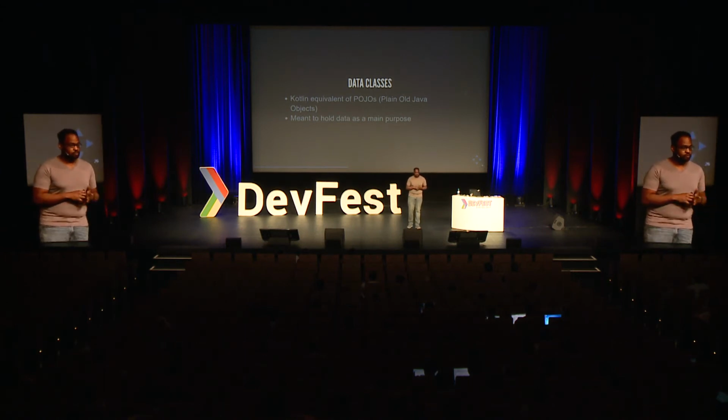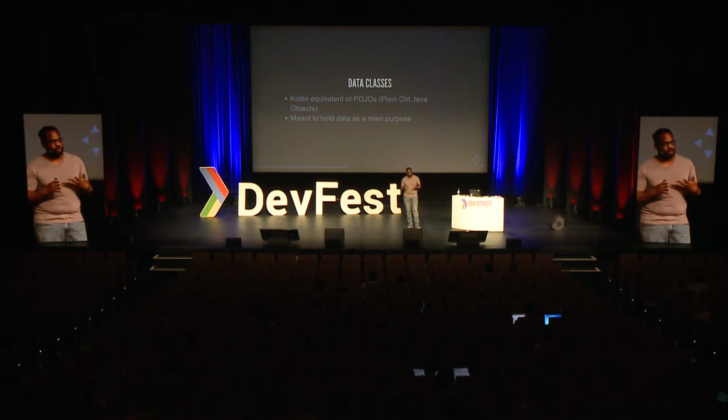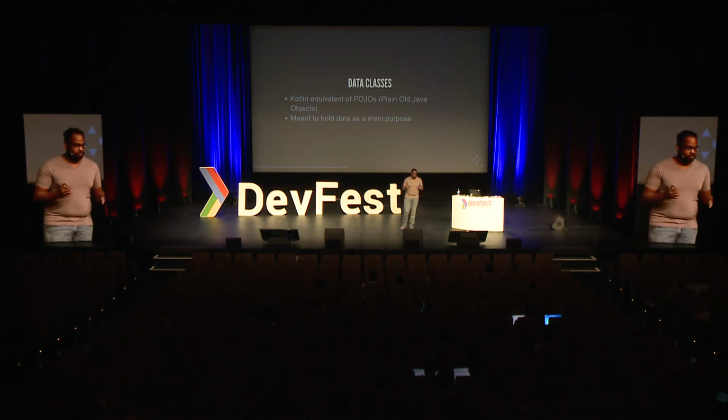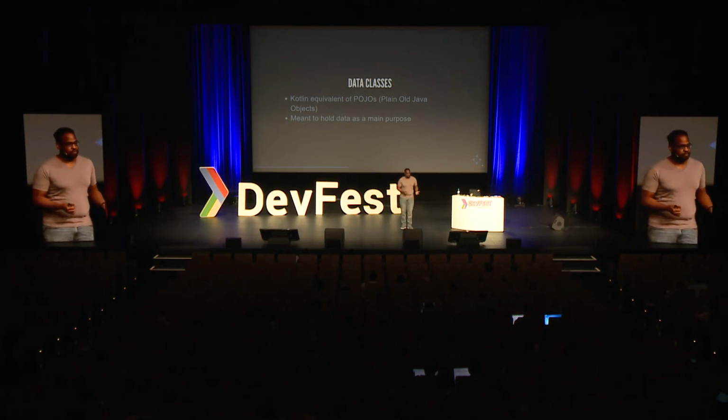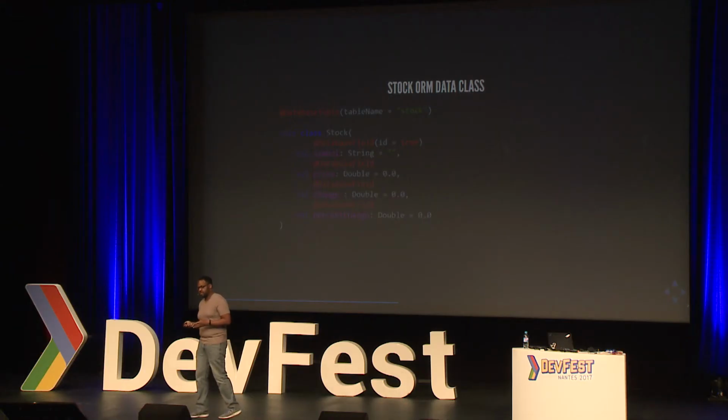One of the things that we've probably written a lot in Java are POJOs, plain old Java objects, that generally don't have any functions inside of them. They're just meant to hold data. Kotlin has a version of that called data classes. And here's an example of a data class. It has a bit of annotations on top of it. For the stock, it holds a symbol, price, change and percent change.